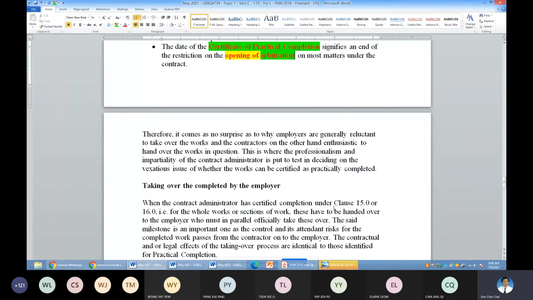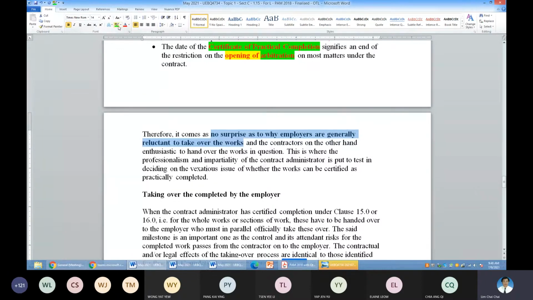So therefore, it is no surprise why employers are reluctant to take over the works, by forcing the contract administrator to delay the issue of CPC, which is not proper. Okay, so these are the practical things that happen at the project site. Contractually, as long as the contractor has remedied the defects, then the architect must work professionally in giving the CPC and not listen to the employer. So if they listen to the employer, the architect is not acting professionally.